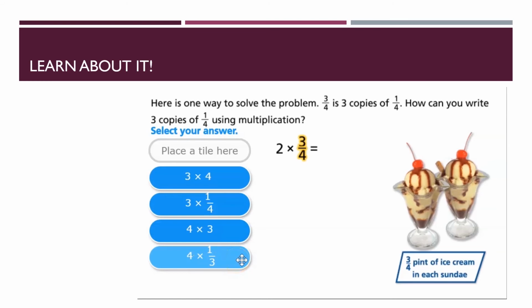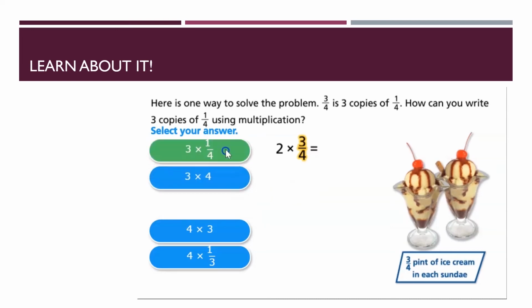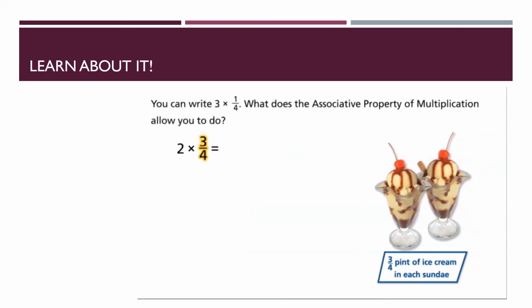Now, this is probably going to be the most commonly wrong answer out of the 4 because it's so similar with the same numbers. But if we're really thinking through it, 4 groups of 1/3 will give us 4/3. Is that what we have here? No. So we're going to go back and go with 3 times 1/4. You can write 3 times 1/4.